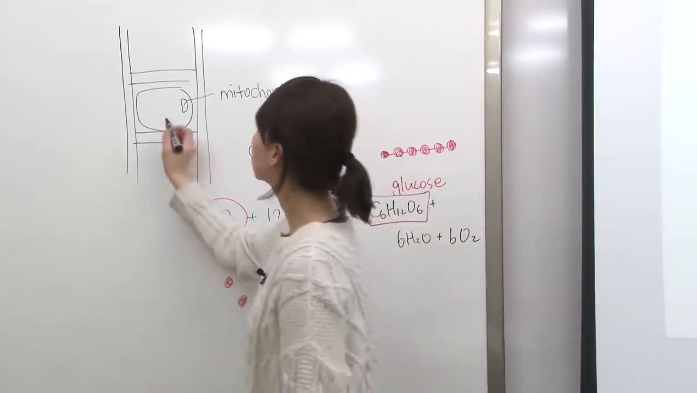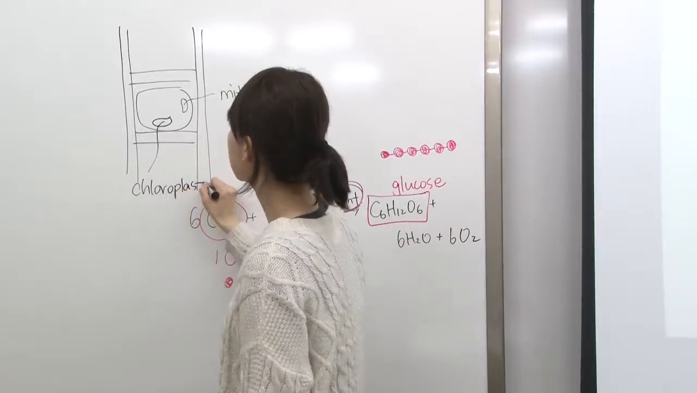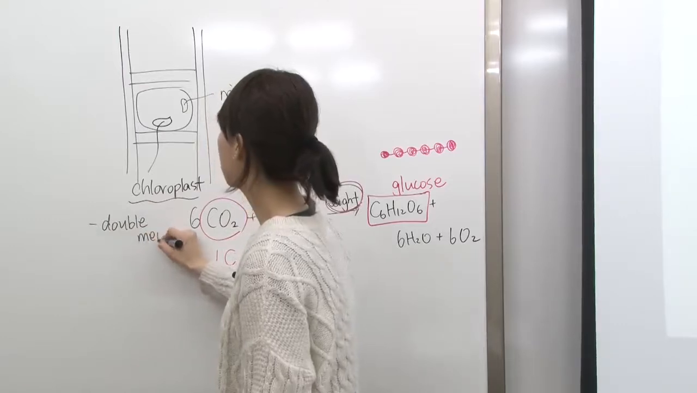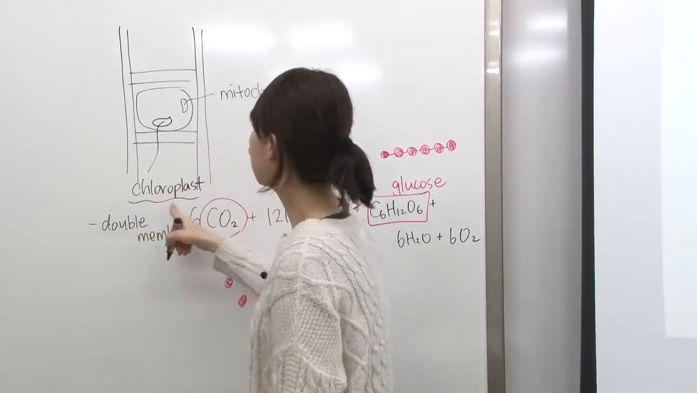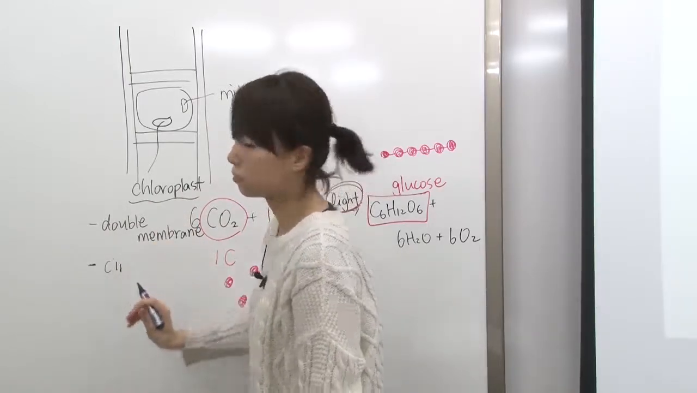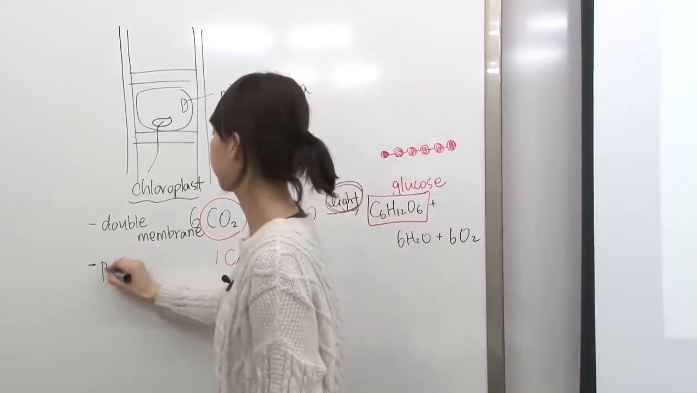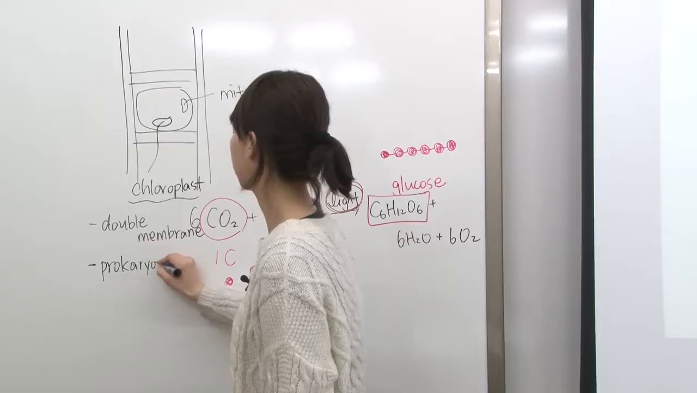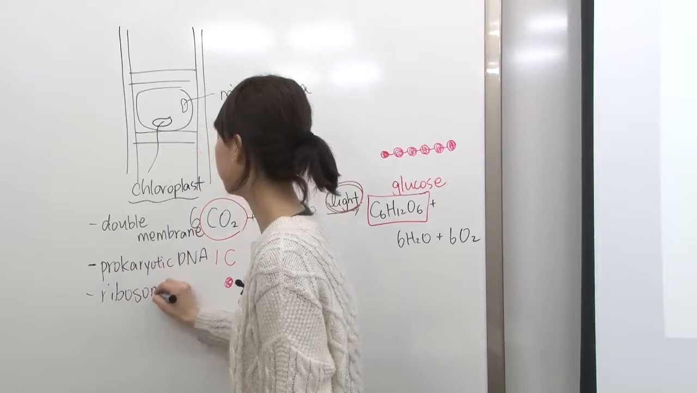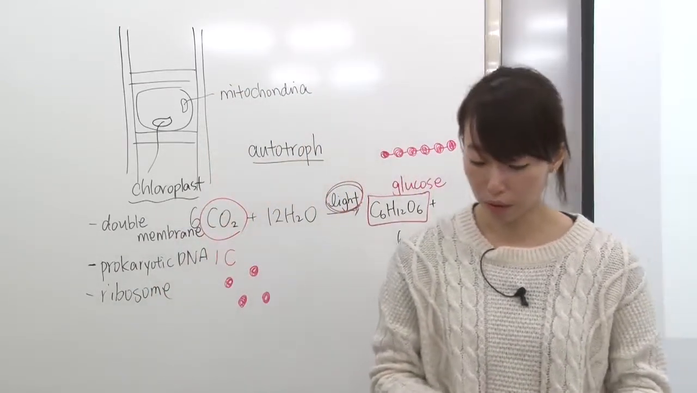Also, chloroplast has a double membrane. Since this evolved from the prokaryotes, it also contains prokaryotic DNA. Also, it has ribosomes. So these two prove that chloroplast evolved from the prokaryotes.